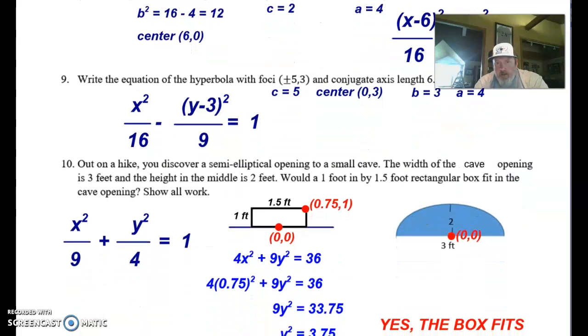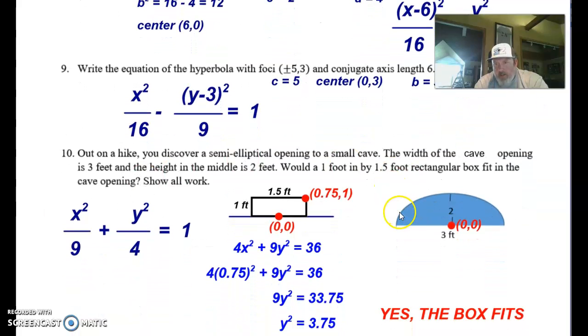Number 10, word problem here. So you have a semi-ellipse. Basically this whole thing's an ellipse, but you just have the top part of it because it's the opening of the cave. The width of that cave opening is 3 feet, and the height is 2. So 3 feet all the way across, 2 feet up and down in the middle. You want to know whether a 1 foot by 1.5 foot rectangular box will fit into this opening.